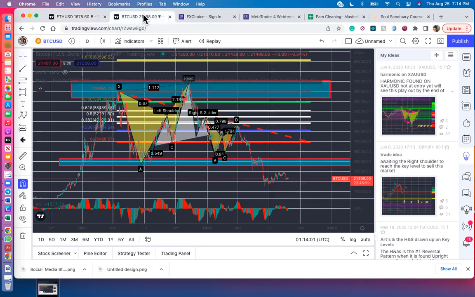We were analyzing Bitcoin, and I just want to show this chart because that's where we left off, talking about these different structures, where they line up. I'm going to get rid of the Fibonaccis now.